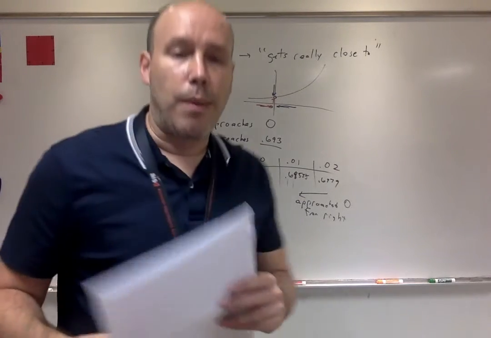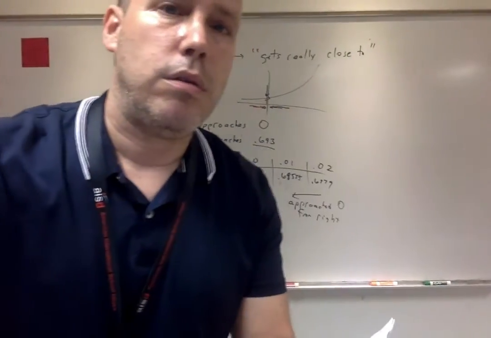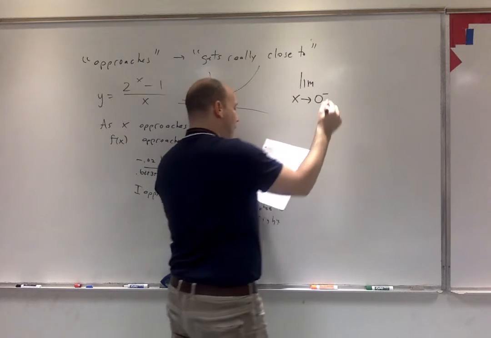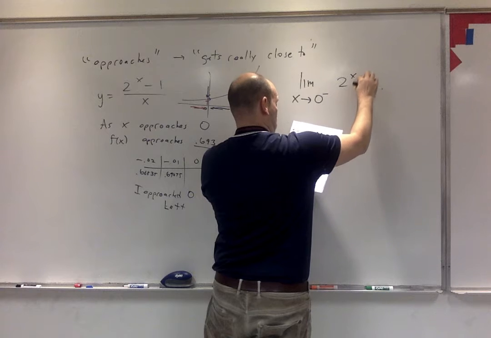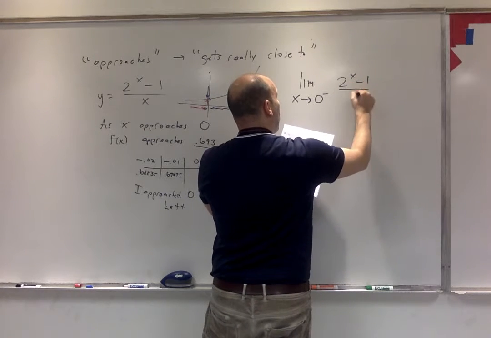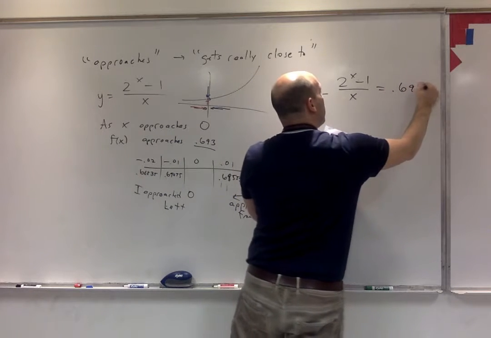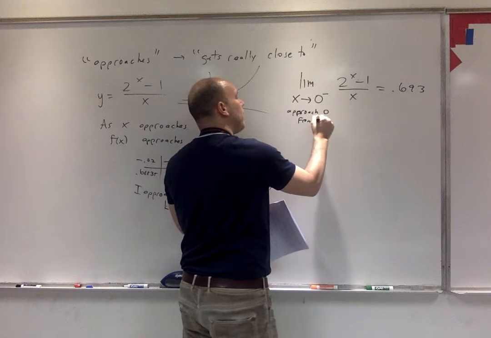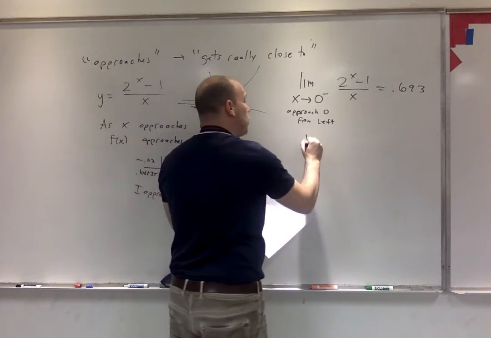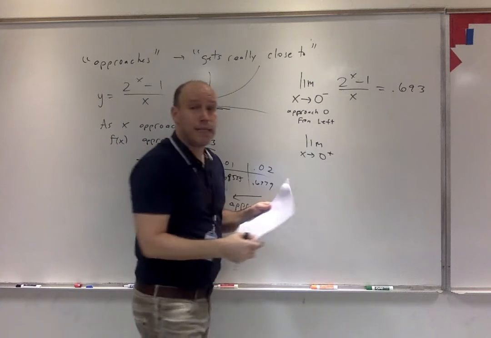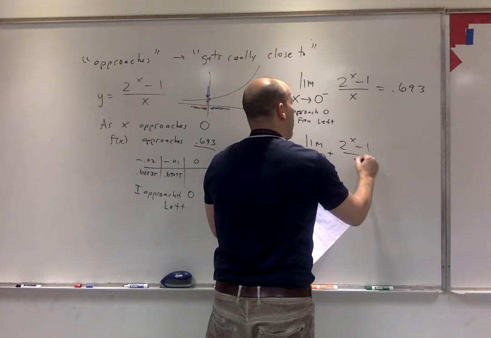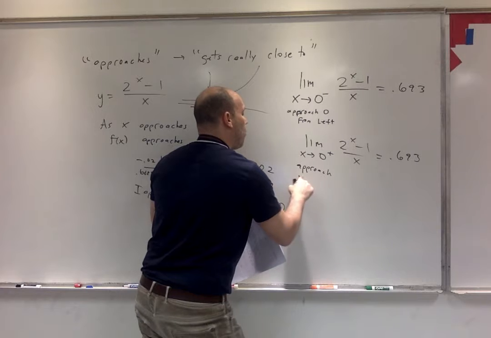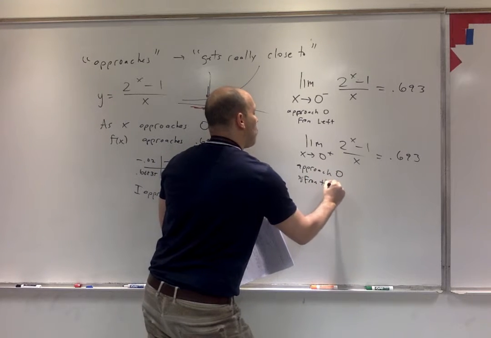Let's do some notation. So let me get back to the screen so I can see where you guys are. Okay. Some notation. The limit as x approaches 0 from the left of (2 to the x minus 1) over x is equal to 0.693. So this is notation for approach 0 from the left, that negative sign. I would also say the limit as x approaches 0 from the right, that little plus sign, of (2 to the x minus 1) over x, that also equals 0.693. So this notation is approach 0 from the right.